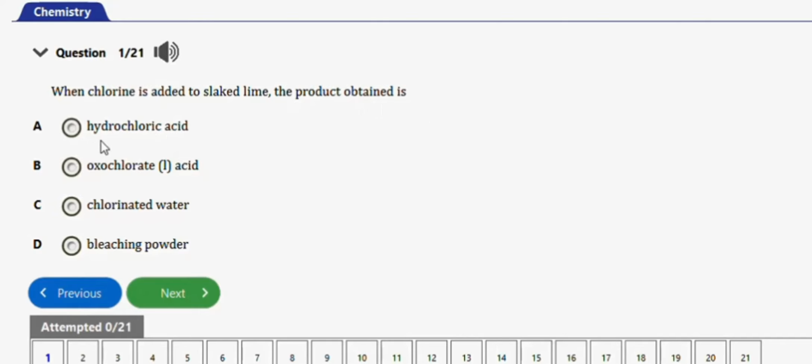We have hydrochloric acid, oxochlorate 1 acid, chlorinated water, bleaching powder. So the right option is option D, which is bleaching powder. That's it for this question. The next repeated question will be this one.